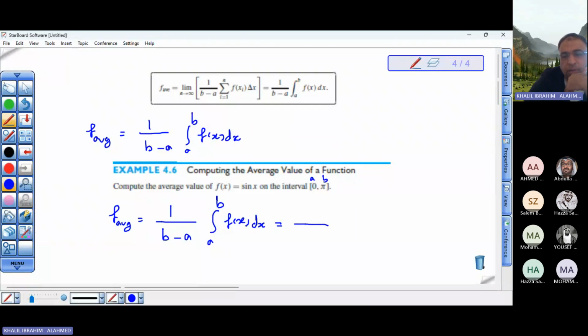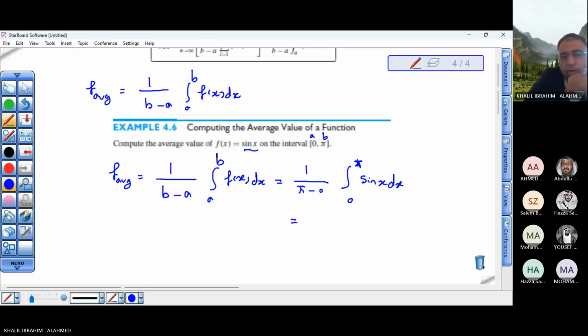Substitute here. This is a, this is b. 1 over pi minus 0, integration from 0 to pi. F of x is sine x, and this is pi. Sine x dx. Everything is ready now. This is 1 over pi, because pi minus 0 equals pi, integral from 0 to pi of sine x dx.